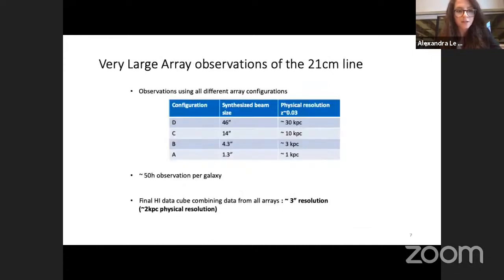And so we got some Very Large Array observations of the 21 centimeter line for those two galaxies. We observed the two galaxies using all the different array configurations, from the more compact, which is more sensitive to large scale emission, to the more extended baselines, which have a good angular resolution. And we got 50 hours of observations per galaxy. With that, we were able to make a final H1 data cube by combining data from all the arrays, reaching a 3 arcsecond resolution in H1, which is roughly 2 kiloparsec physical resolution at those redshifts.